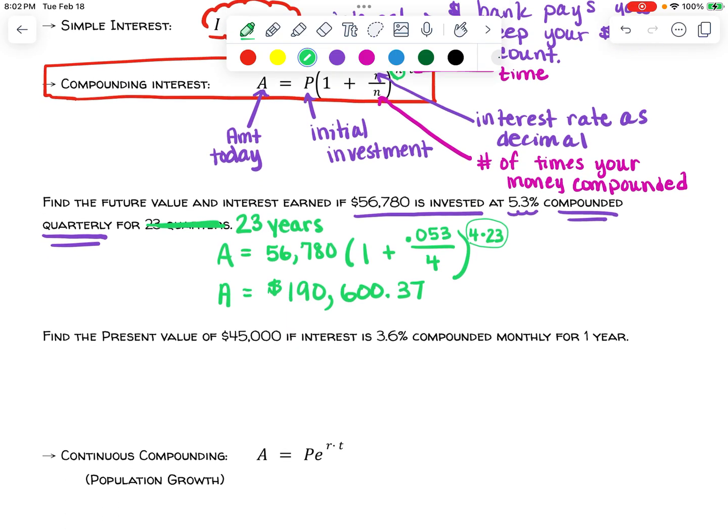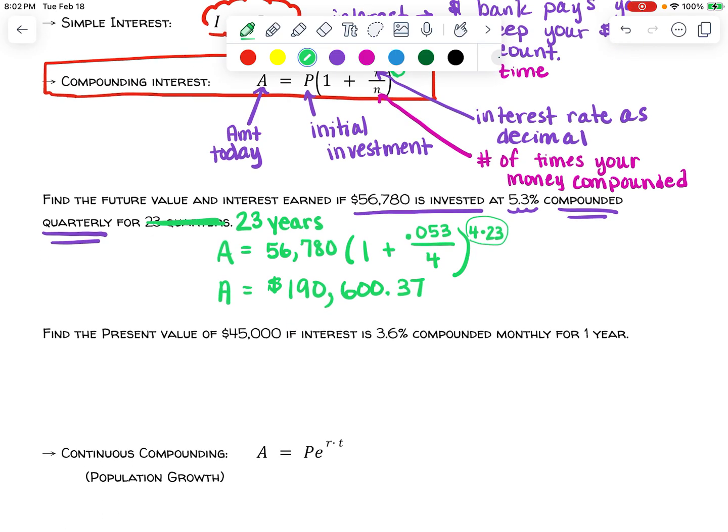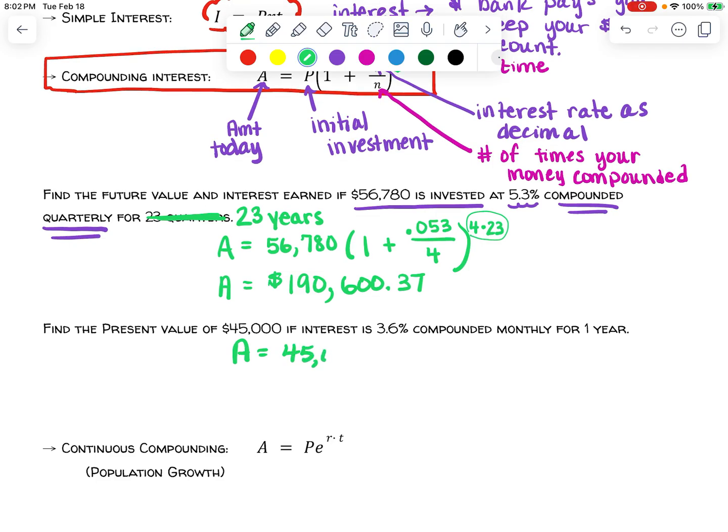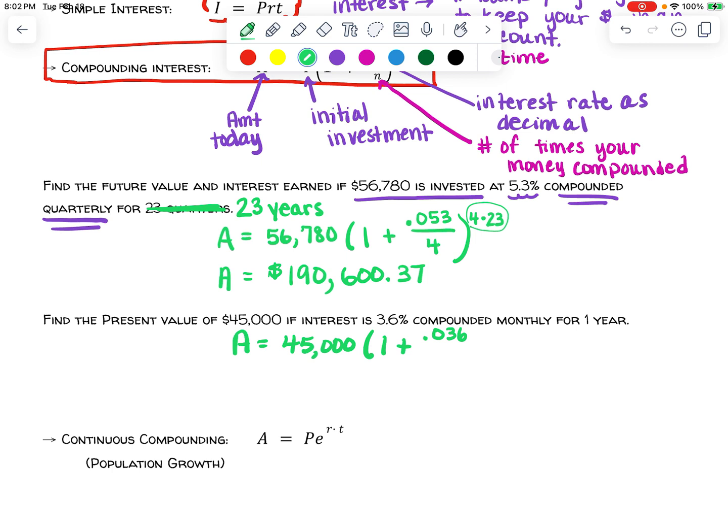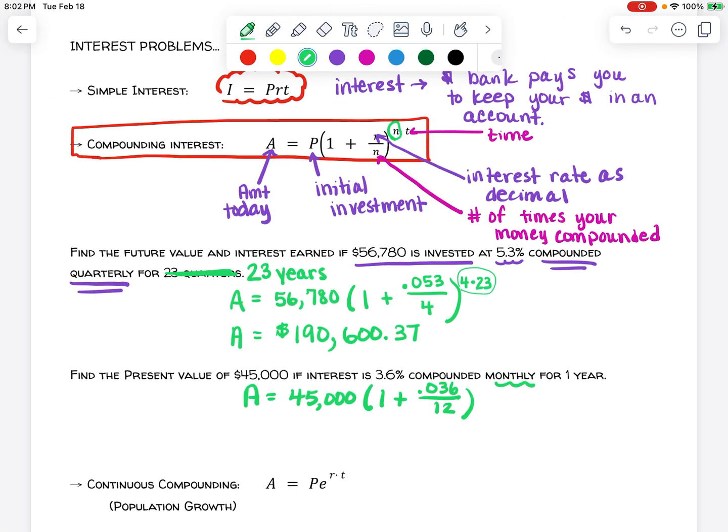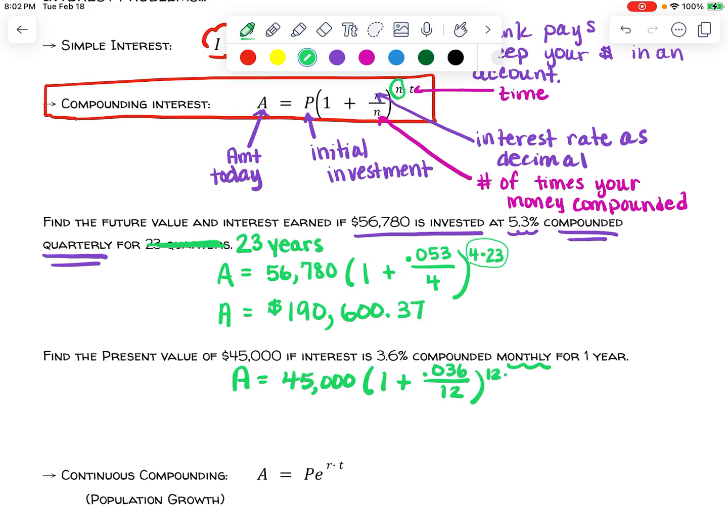Okay. Now it says find the present value of 45,000 if interest is 3.6 compounded monthly for 1 year. I'm just going to set it up. So we want to know how much money there's going to be in 1 year. So we've got 45,000 is our initial investment. 1 plus, again, decimal value for your percent, 0.036. Compounded monthly, there's 12 months, and they want to know for 1 year. Well, it's going to be 12 times per year times 1. So go ahead and find that out.